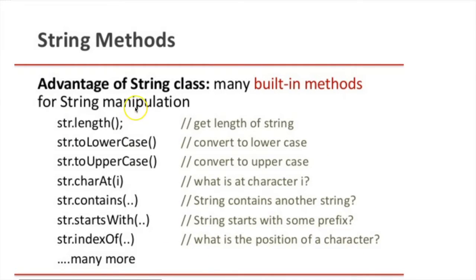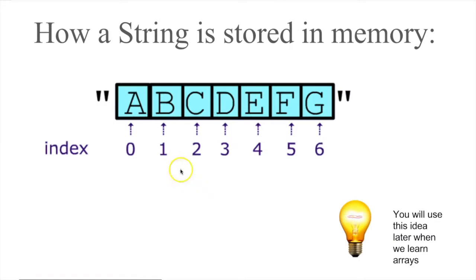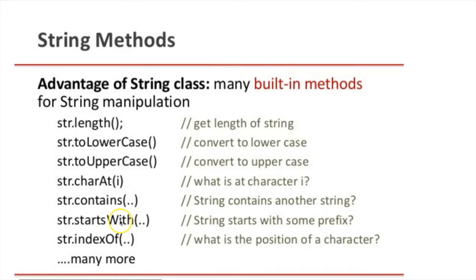Now, string contains a whole load of methods which are incredibly handy. You can find out the length of the string, that would return 7 for the last one. You can change it to lower or uppercase. You can find out what a specific character is. If I pass in 0 into that one, it'll give me A. If I pass in 6 in there, it'll give me G. Okay, I can find out what it starts with, whether it's got a prefix, and I can find out whether it contains a character or a series of characters.